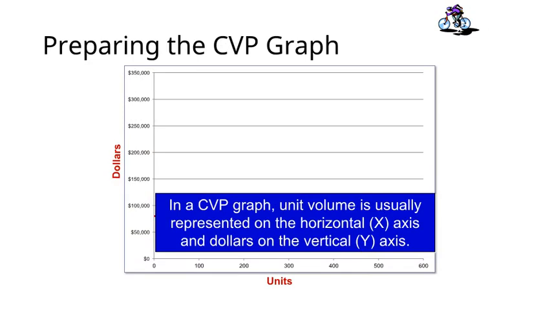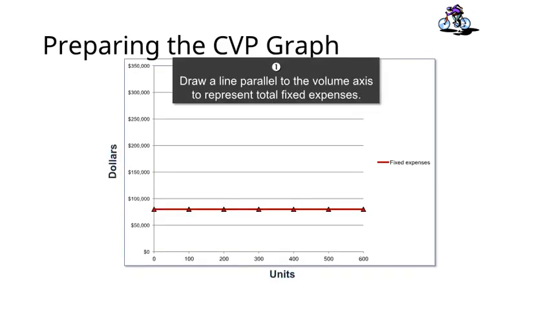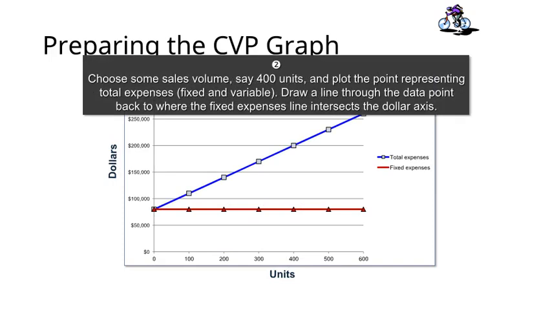In a CVP graph, unit volume is usually represented on the horizontal X-axis and dollars on the vertical Y-axis. Using this convention, a CVP graph can be prepared in 3 steps. The first step begins by drawing a line parallel to the volume axis to represent total fixed expenses of $80,000. Next, choose some sales volume, for example, 100 units, and plot the point representing total expenses, fixed and variable, at that sales volume. Draw a line through the data point back to where the fixed expenses line intersects the dollar axis.